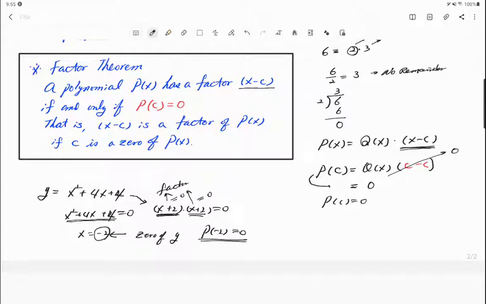So it's a very simple theorem. If P of x has a factor x minus C, then P of C is 0. And that C value is the zero of the function. Once you replace x with the value C, the polynomial is 0. Really simple.